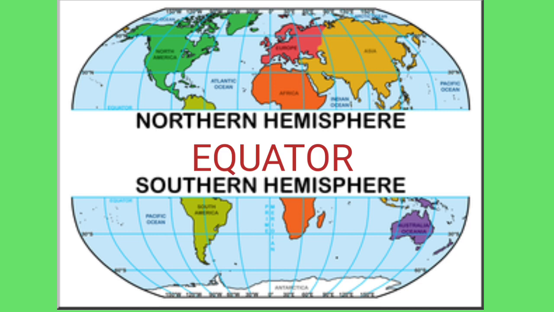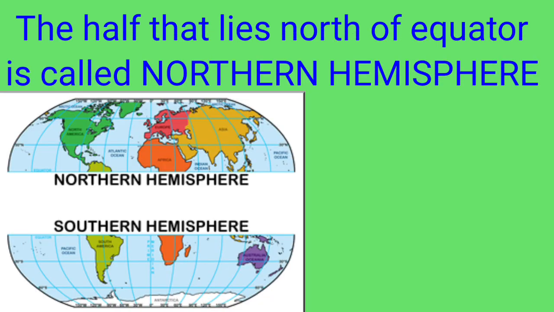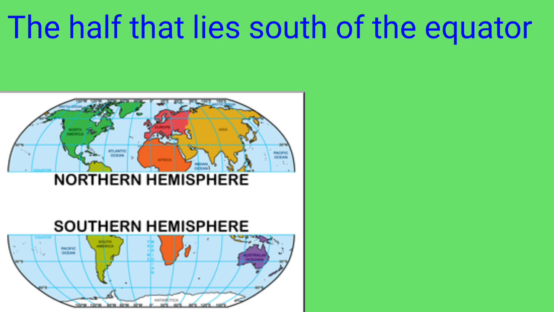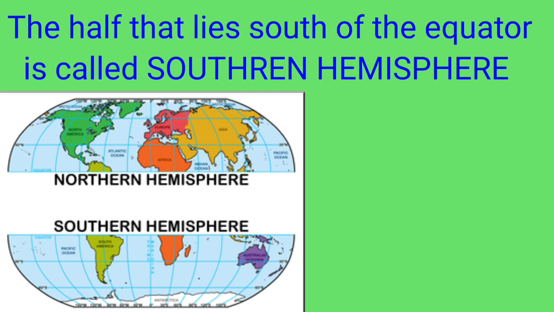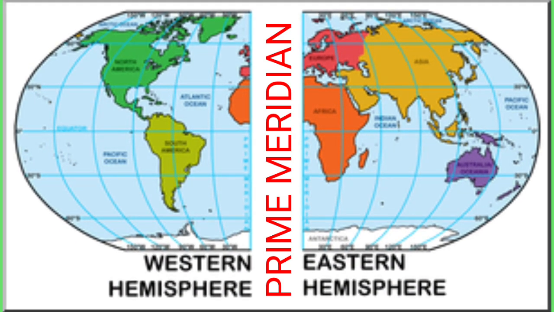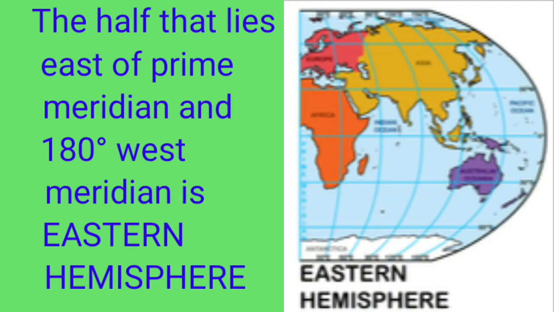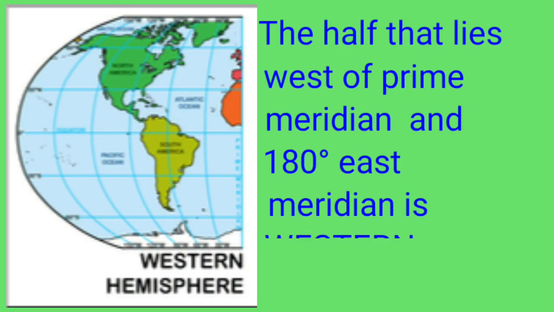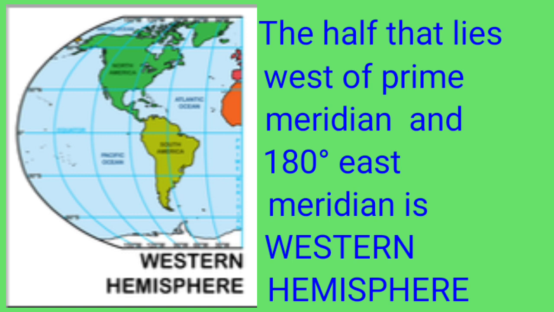Look at this picture. The equator divides the globe into two parts. The half that lies north of the equator is called the northern hemisphere. The half that lies south of the equator is called the southern hemisphere. Similarly, the prime meridian divides the globe into two parts. The half that lies east of the prime meridian and the 180 degrees west meridian is the eastern hemisphere. The half that lies west of the prime meridian and the 180 degrees east meridian is the western hemisphere.